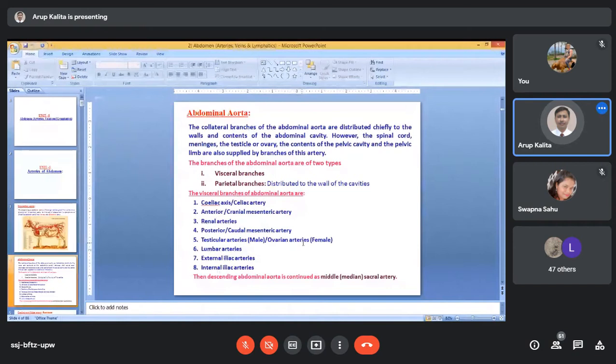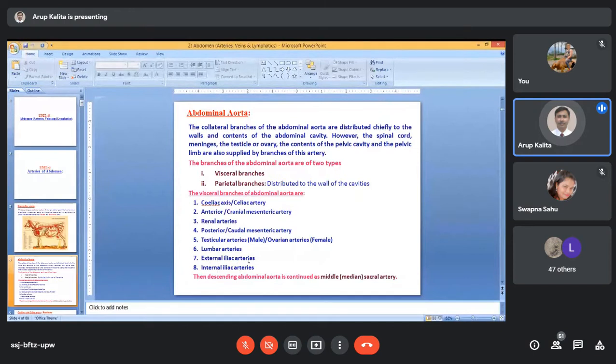Ovarian arteries. This testicular artery you will get in case of male. Instead, in the female, you will get ovarian arteries. This is also 2 in number. Then lumbar arteries. Lumbar arteries are more in number, 6 pairs.